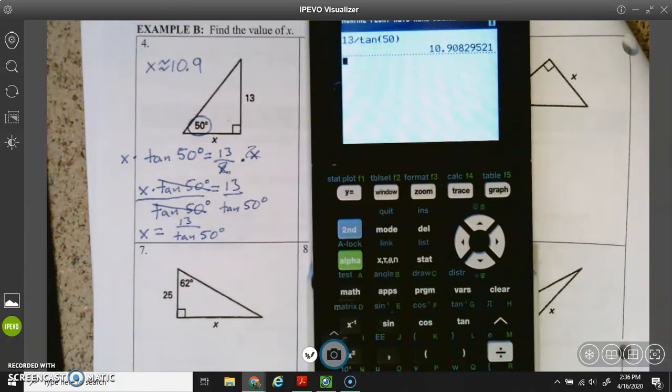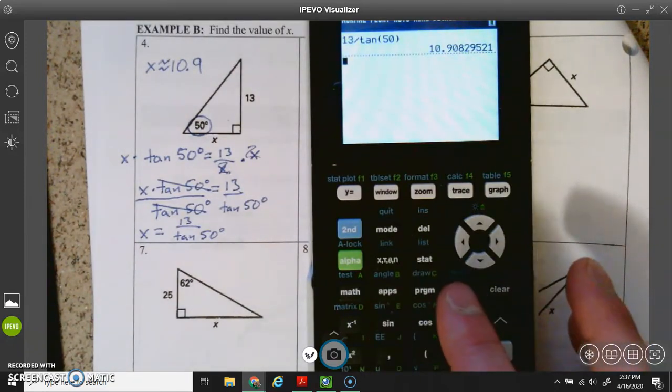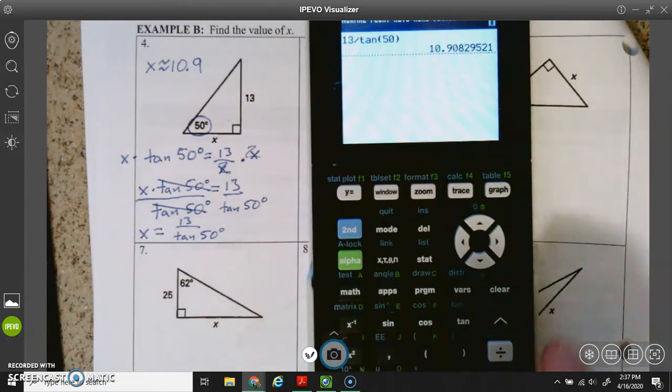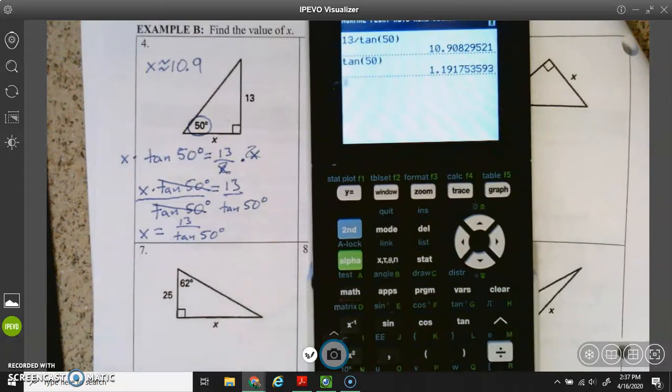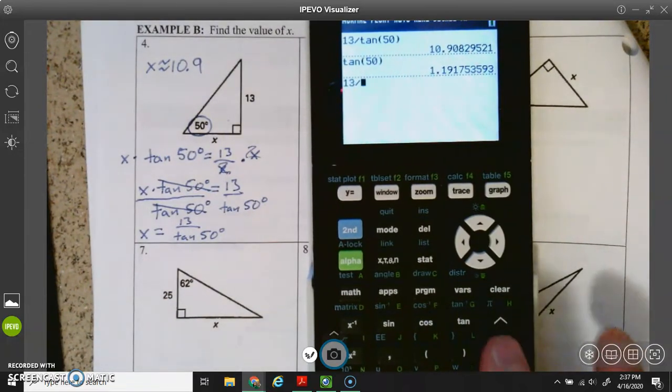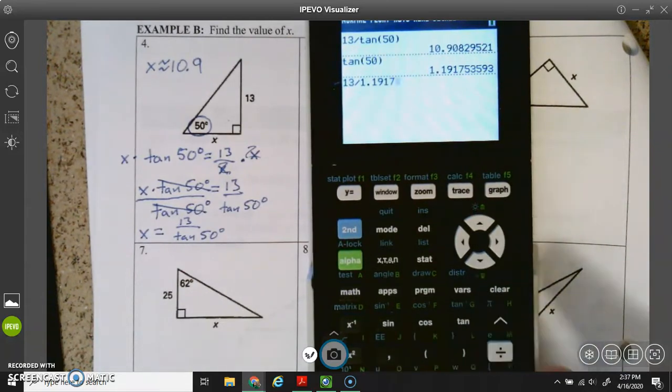Here's what I'm trying to have you avoid doing. I don't want you to do it on your phone. Here's why. Your phone takes the tangent of whatever number is on the screen instead. So if you use your phone, you would need to do tangent of 50, press enter, record down this number, and then take 13 divided by, and then type in that number. It's a lot of extra steps to get this final answer.